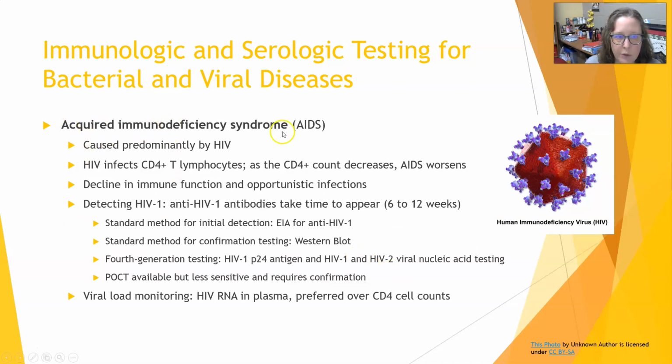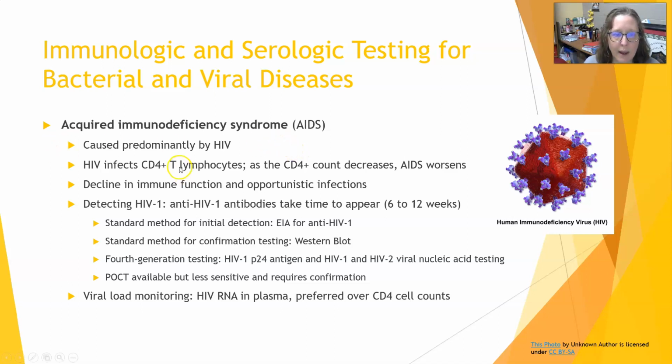Next, we have acquired immunodeficiency syndrome, or AIDS. It is caused predominantly by HIV. HIV will infect the CD4 positive T lymphocytes, which are your T helper cells. As the CD4 count decreases, the AIDS worsens, because those T helper cells coordinate the response of the immune system, and they're really critical to a proper immune system response.